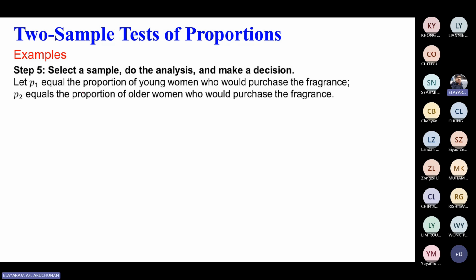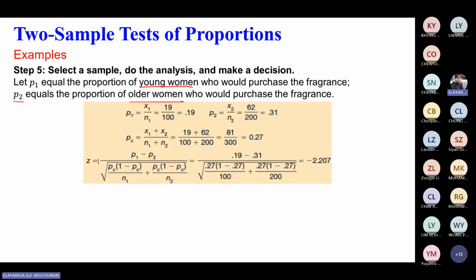So let P1 be the proportion of the young women, and P2 the proportion for the older women. Then we execute the calculation. P1 is X1 over N1, which is 19 over 100, so we get 0.19. And P2 is X2 over N2, which is 62 over 200, so 0.31. So you have P2 for the older women.